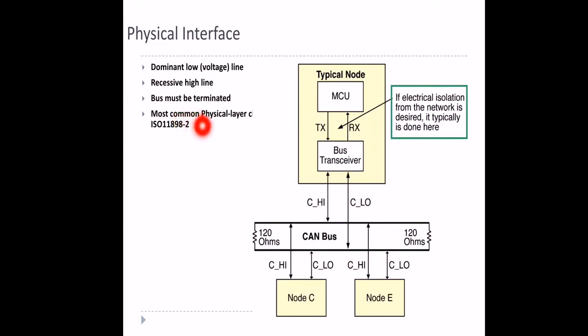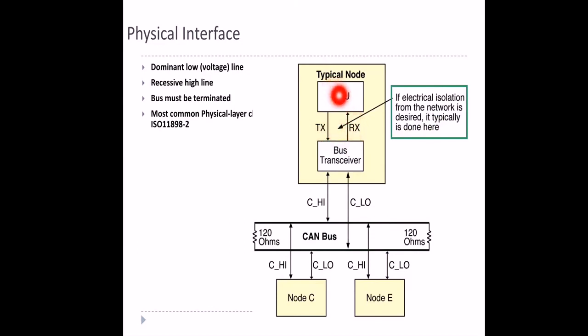The bus must be terminated. Yes, it will be terminated with a 120 ohm resistance. The most common physical layer is CAN. This is a standard, and here we see node C, node E. If electrical isolation from the network is desired, it typically is done here. So for electrical isolation, the shielded twisted pair has been implemented here.